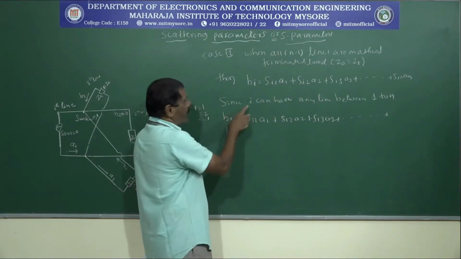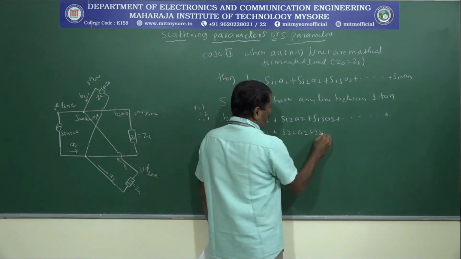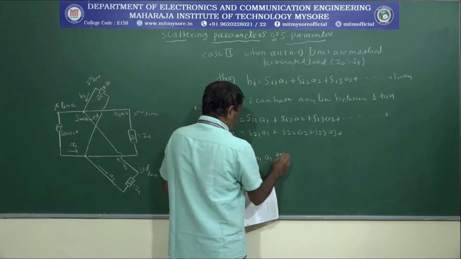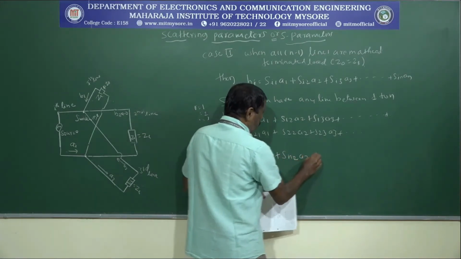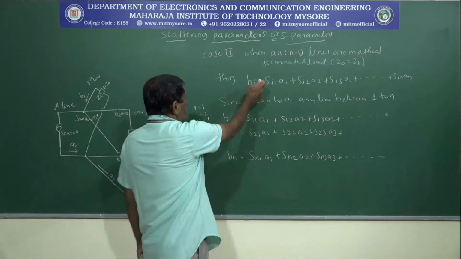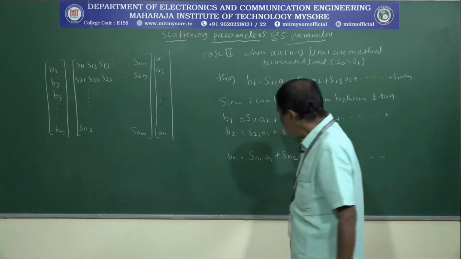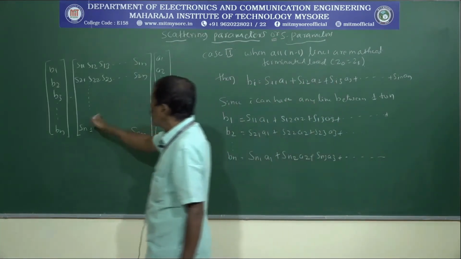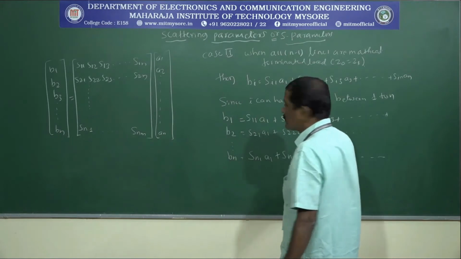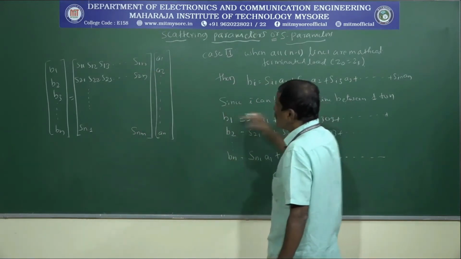Similarly, if I take i equal to 2, then it is S21 into A1 plus S22 into A2 plus S23 into A3, like this, up to Sn1 into A1 plus Sn2 into A2 plus Sn3 into A3. So by substituting the values of i equal to 1 to 3, you can write these equations. We will try to represent them in matrix form. So B1, B2, B3 are taken here, and S11, S12, S13, S21, S22 and so on, all the values are taken here. Then A1, A2, A3 will be taken here.